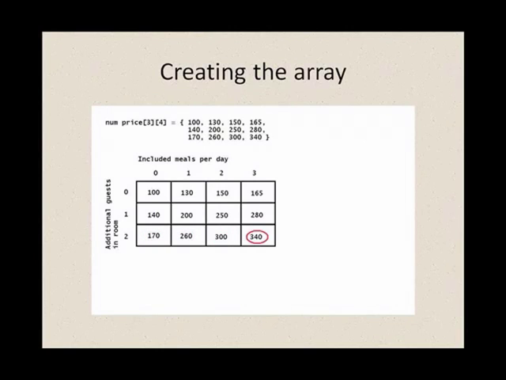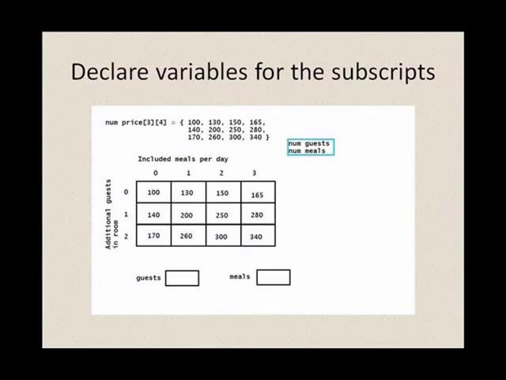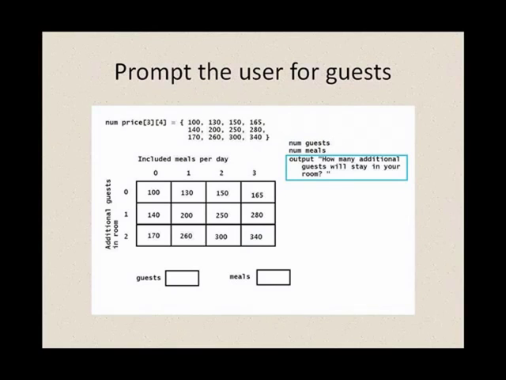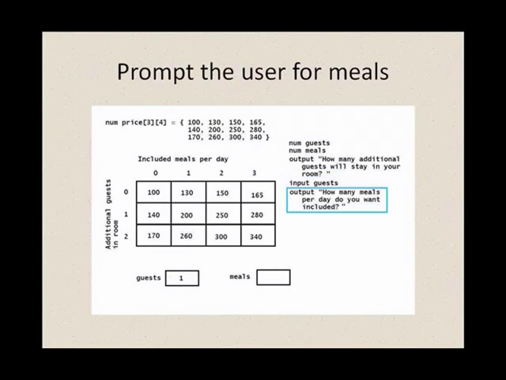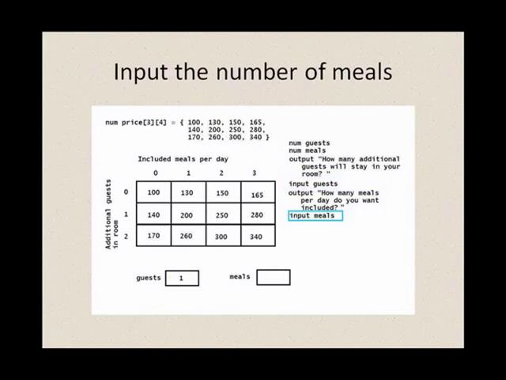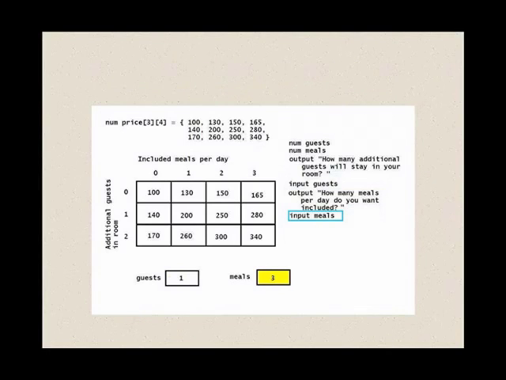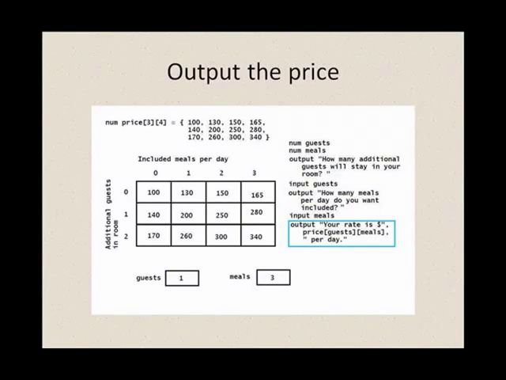Then you might use the array in a program. For example, you might declare variables to hold guests and meals. You might prompt the user how many guests will stay in your room, and input that value, and let's just say the user types in a 1. Then you might prompt how many meals do you want, and let's input the meals and assume the user types a 3, and then you could output price with the two subscripts guests and meals. If guests are 1 and meals are 3, you would access $280 and output $280.